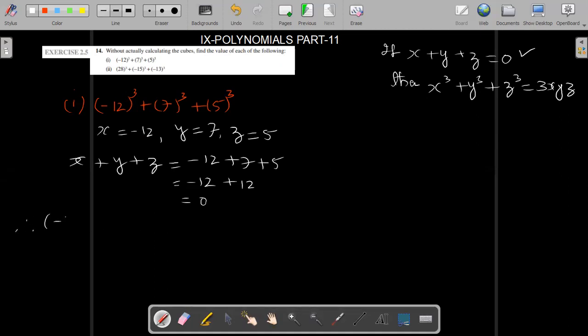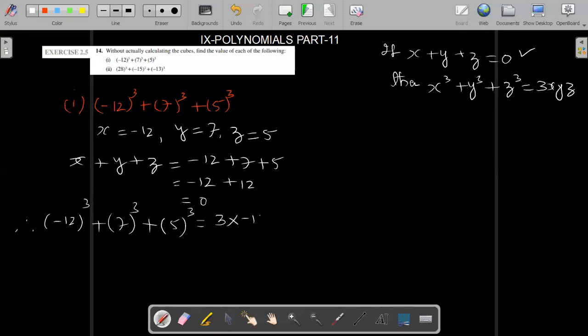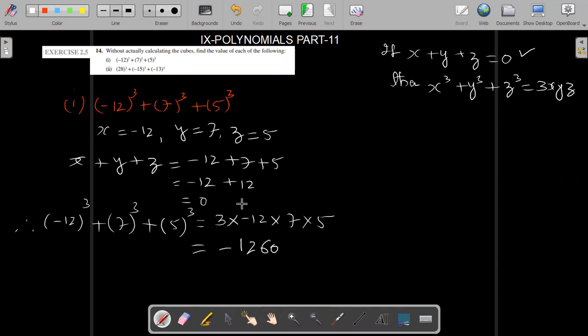Therefore, we can say that minus 12 cube plus 7 cube plus 5 cube will be equal to 3 times the product of these numbers: 3 into minus 12 into 7 into 5. Multiply them, you can get the answer. 3 into 12 into 7 into 5. But the negative sign is also there, so you get minus 1260.